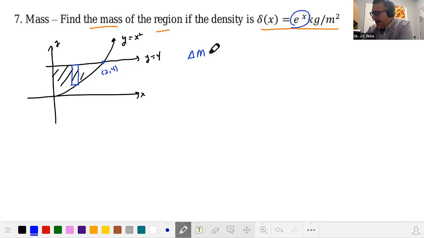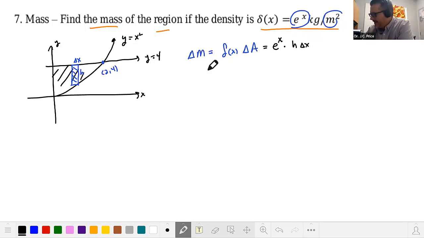So how do we find the mass? Well, the density is kilograms per meter squared. So we're going to take that density, delta of x, and multiply it by delta A. So that delta A is just that small change in area right there where you have delta x here and then a height here. And so what is that going to equal? Well, my density is e to the x, and then delta A is just h times delta x.